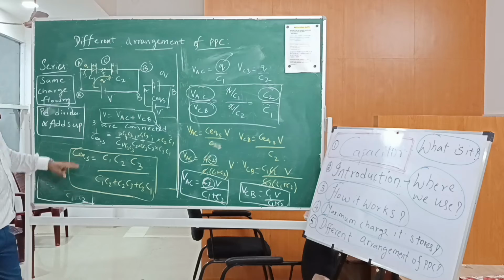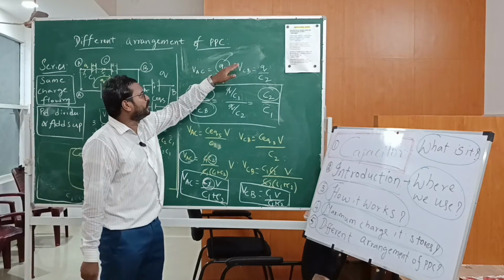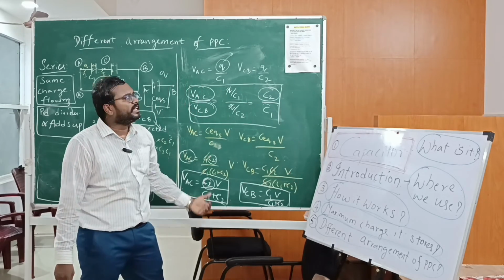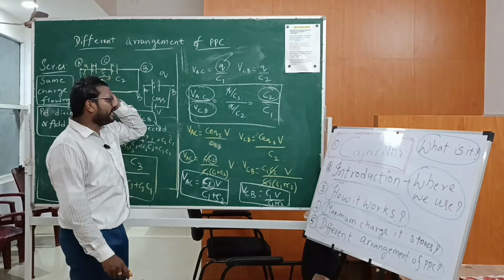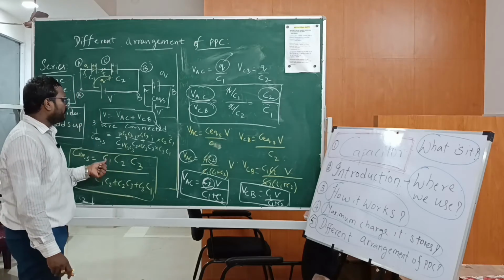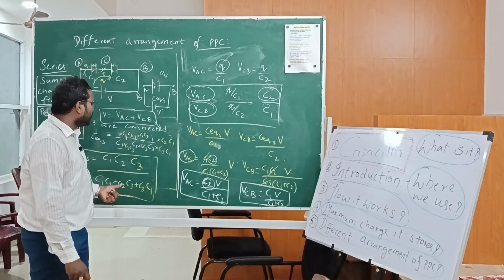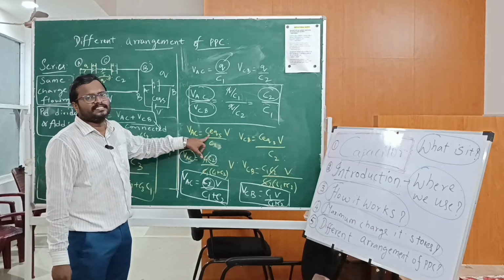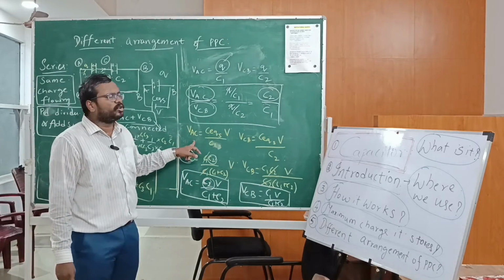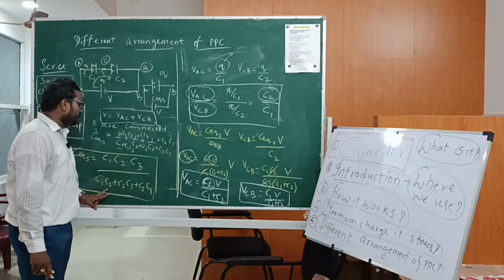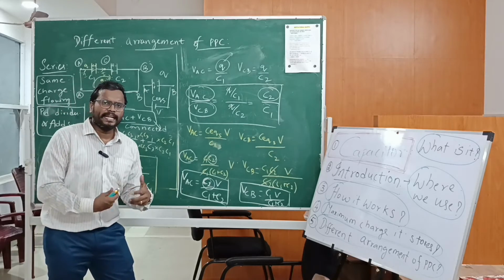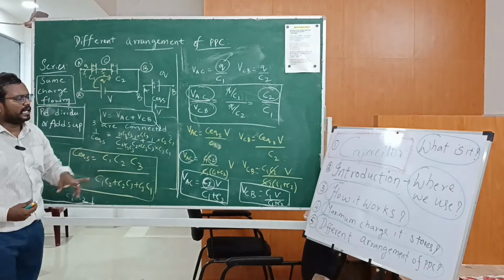But for potential drop, as in series connection charges are the same, you have to take Q by C1, Q by C2, Q by C3, Q by C4 or Q by C5. For Q we can take C equivalent into V. C equivalent in the 3 capacitor case is C1 C2 C3 by C1 C2 plus C2 C3 plus C3 C1. Substituting it, only C1 will be cancelled. So VAC is going to be C2 C3 by C1 C2 plus C2 C3 plus C3 C1, into voltage. Like that you should write the potential drop across each parallel plate capacitor.